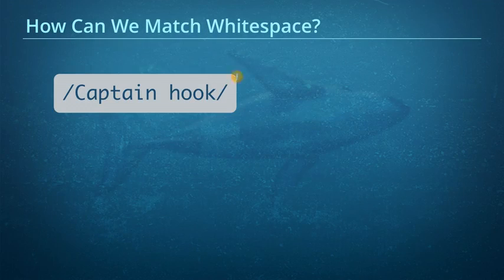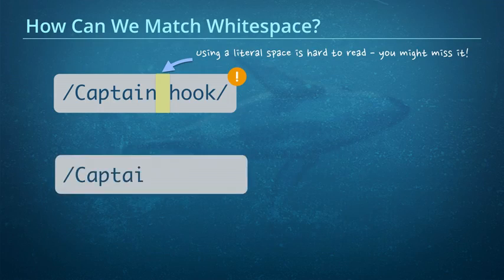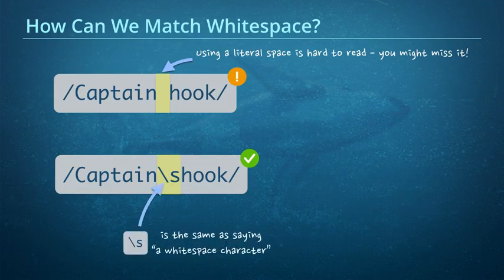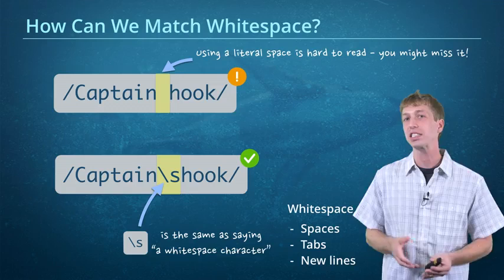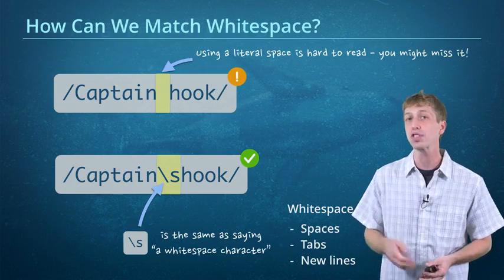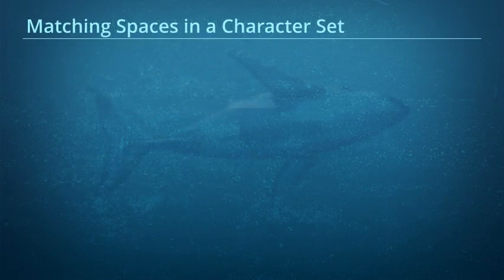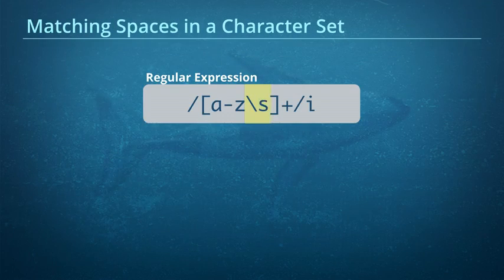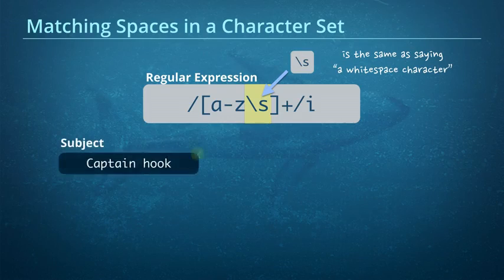We can match on white space by using a white space literal, which is just a space within our pattern. However, we're going to go ahead and use the \s meta character, which will equal a space, tab, new line, and more. Now it's typically best to be more explicit, so we're going to use the \s to represent white space in our pattern. Back to our example, we can use the \s within our character set to match on white space. And we now match on Captain Hook.